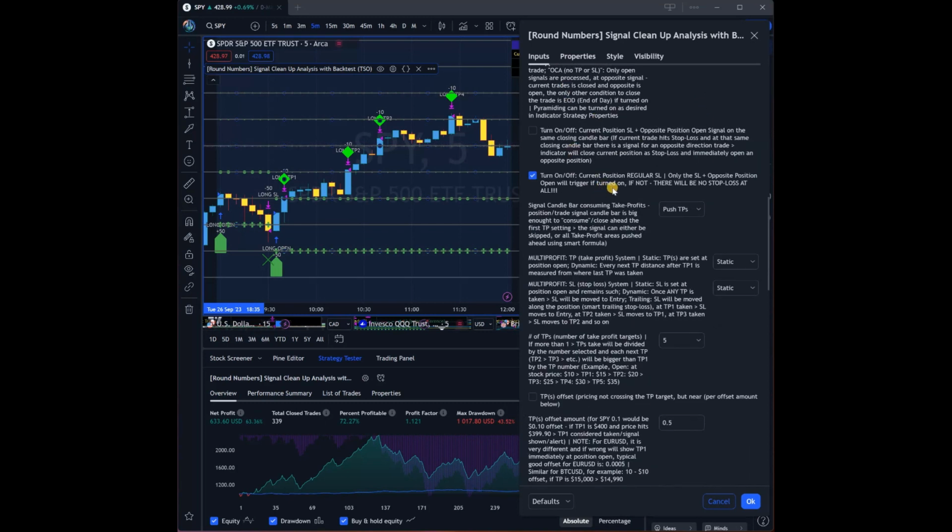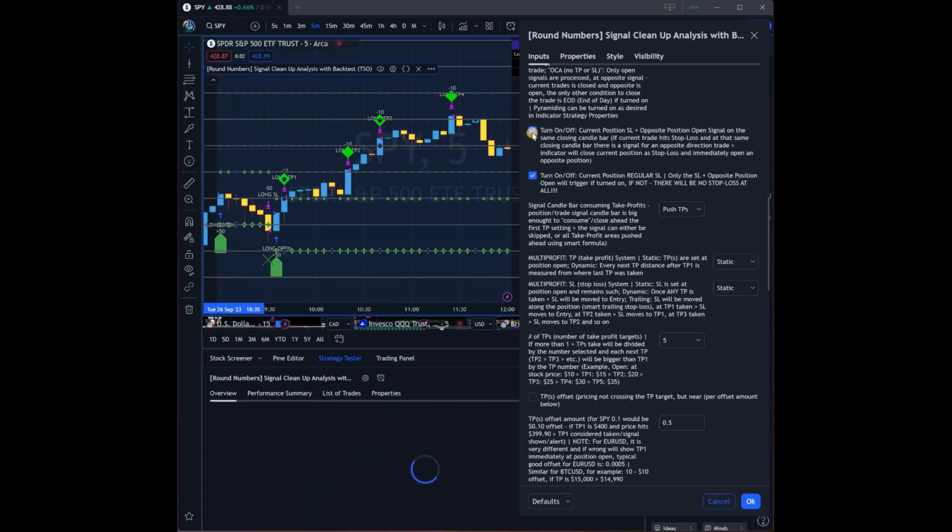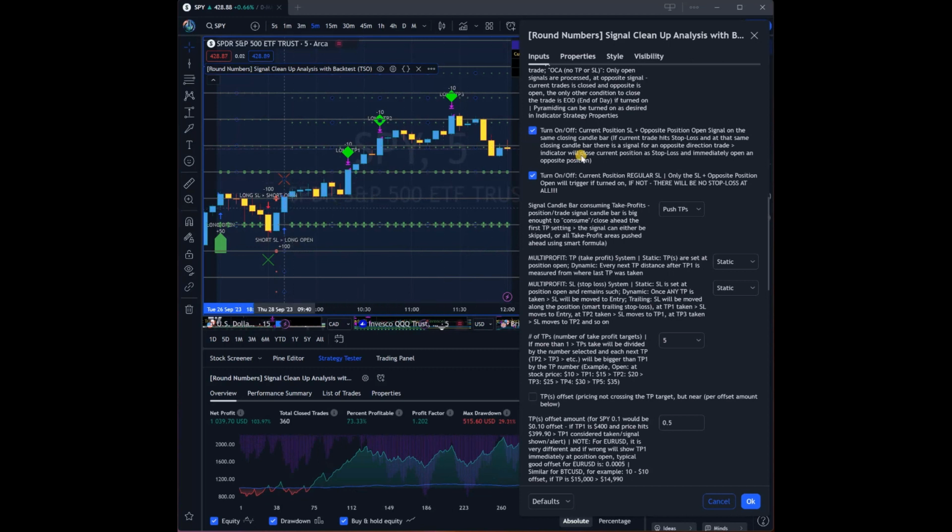There are two stop loss options. One is regular. By default I leave it on. You want to make sure it's on. Basically, when a stop loss happens, for example here, you see there's a stop loss. This could easily be an opposite signal, and with this option here, I'm sorry, I had a phone calling.